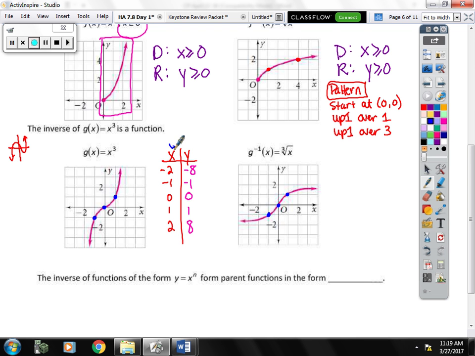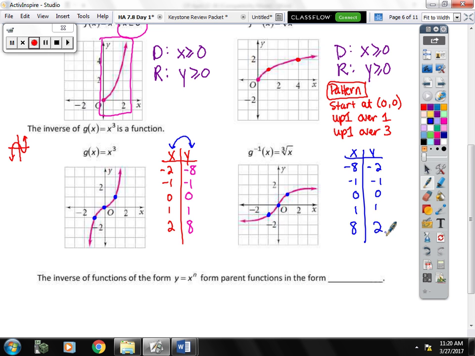Remember that the inverse flip-flops the y's and the x's. So your inverse should have points (-8, -2), (-1, -1), (0, 0), (1, 1), and (8, 2). So the big difference is that additional point is going out to 8 and up to 2, or out to -8 and down to -2. So you can see that it's been flipped sideways. Usually for your cubic graphs, I'm going to suggest that you just create a table of values to help you understand what's going on, but it is good to have a mental image of what it should look like.